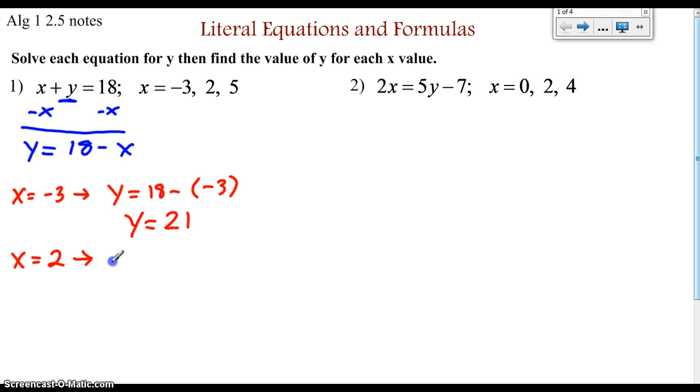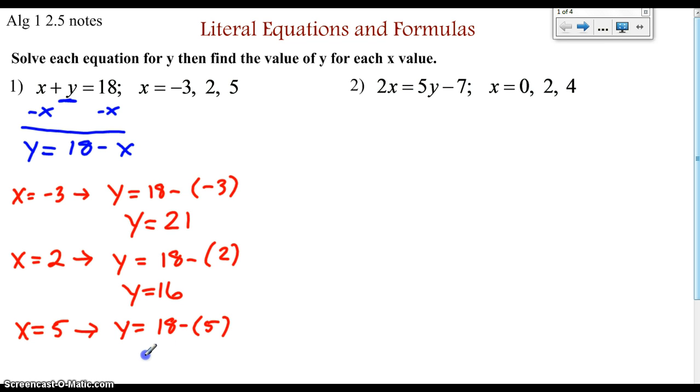For x equal to 2, same equation, y equals 18 minus, and this time our x value is 2. So y would have a value of 16. And the third one, when x is 5, we would know that y would be 18 minus, instead of writing x, we write 5. So y would have a value of 13.